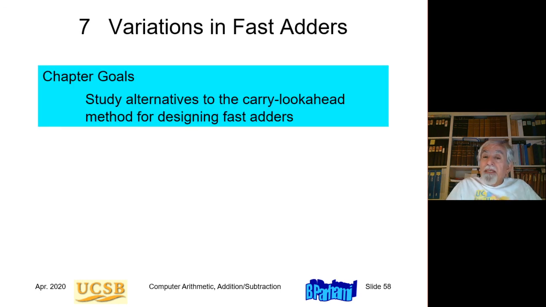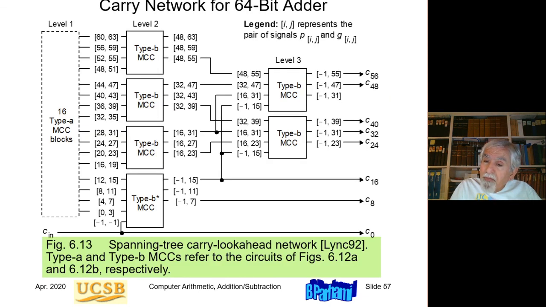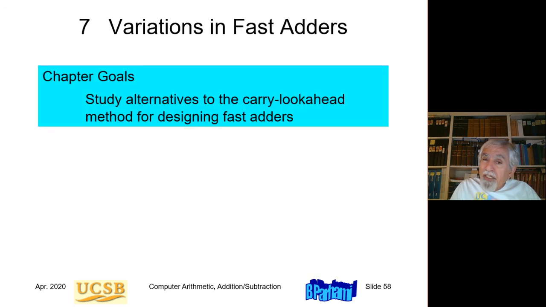All right, so next time we'll deal with the variations in fast adders, a bunch of different designs, as well as a completion of this adder, for which we have a partial carry network already designed here. And then chapter 8, after that, will be multi-operand addition.